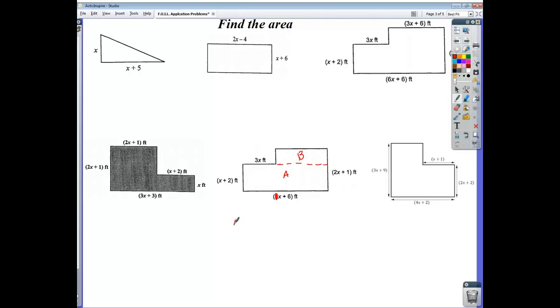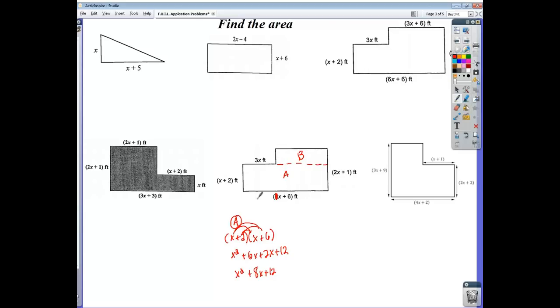So if I take A and find the area of A, the area of A is length times width, so I'm just doing x plus 2 times x plus 6. And that gives me x squared, FOIL, plus 6x, plus 2x, plus 12. Combine like terms, we get x squared plus 8x plus 12. So this is the area of rectangle A. Now B presents a problem because I don't know what this length is and I don't know what this width is.